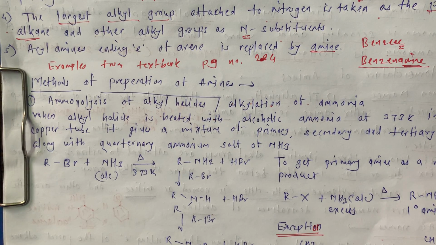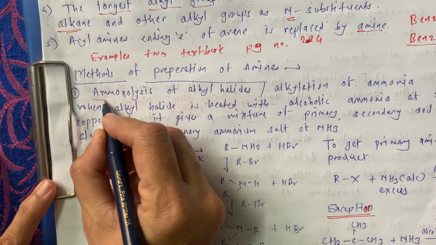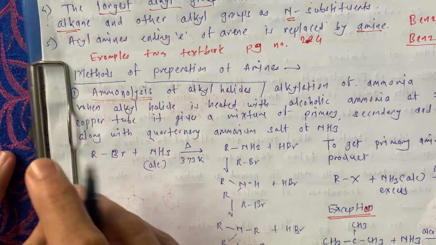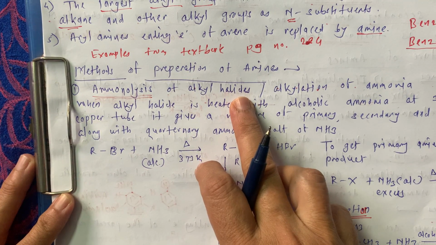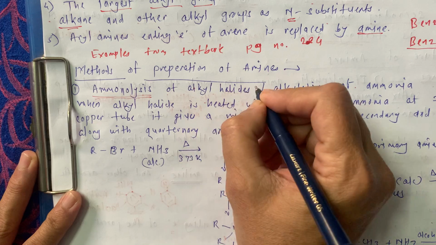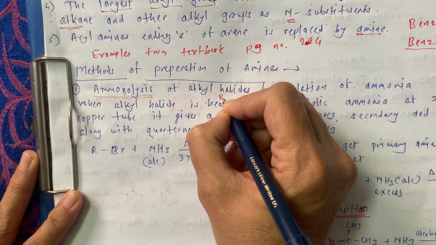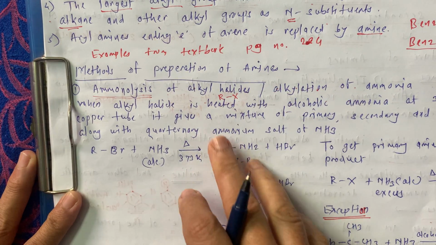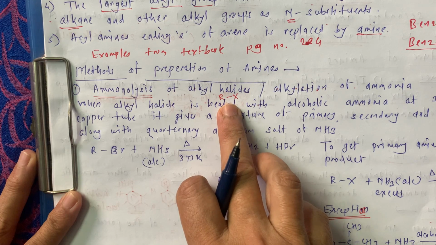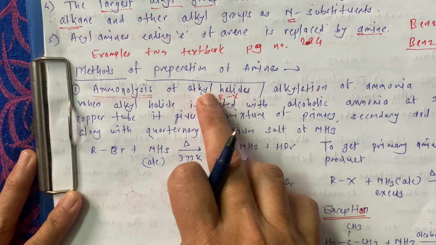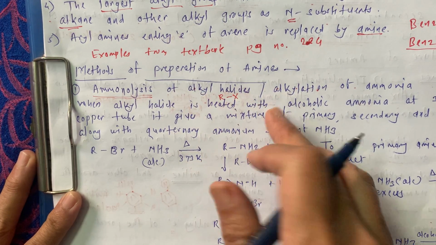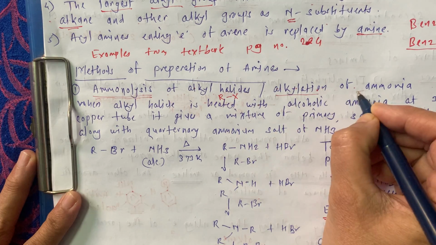Students, our next topic is methods of preparation of amines. The first method of preparation of amines is aminolysis of alkyl halides. We know this alkyl halide, which is with us from a long time and will be with us throughout organic chemistry, that is RX. This is also called alkylation of ammonia.